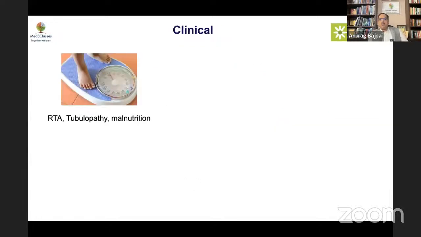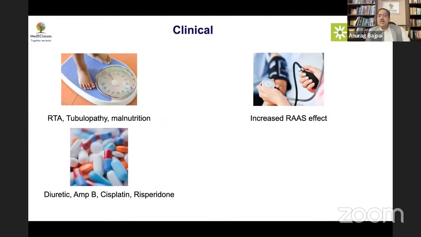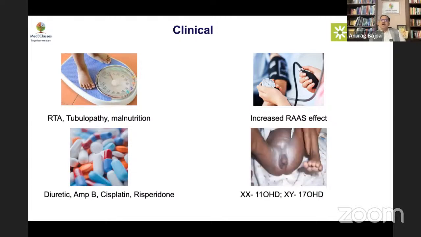So go for a comprehensive clinical evaluation. If there is significant failure to thrive, think of renal tubular acidosis, tubulopathy, or malnutrition as the primary cause. Hypertension, as Dr. Vibha was talking about, if it's present, it suggests an increased effect of the RAS axis. Intake of drugs which can cause hypokalemia in the form of diuretics, amphotericin B, cisplatin, and risperidone, which is very, very important.